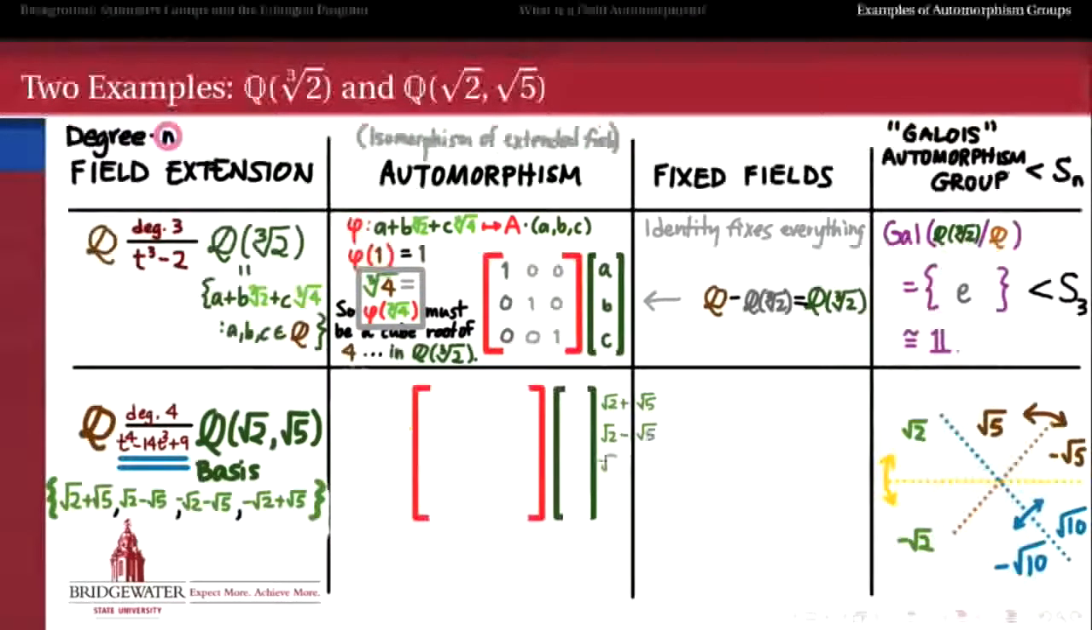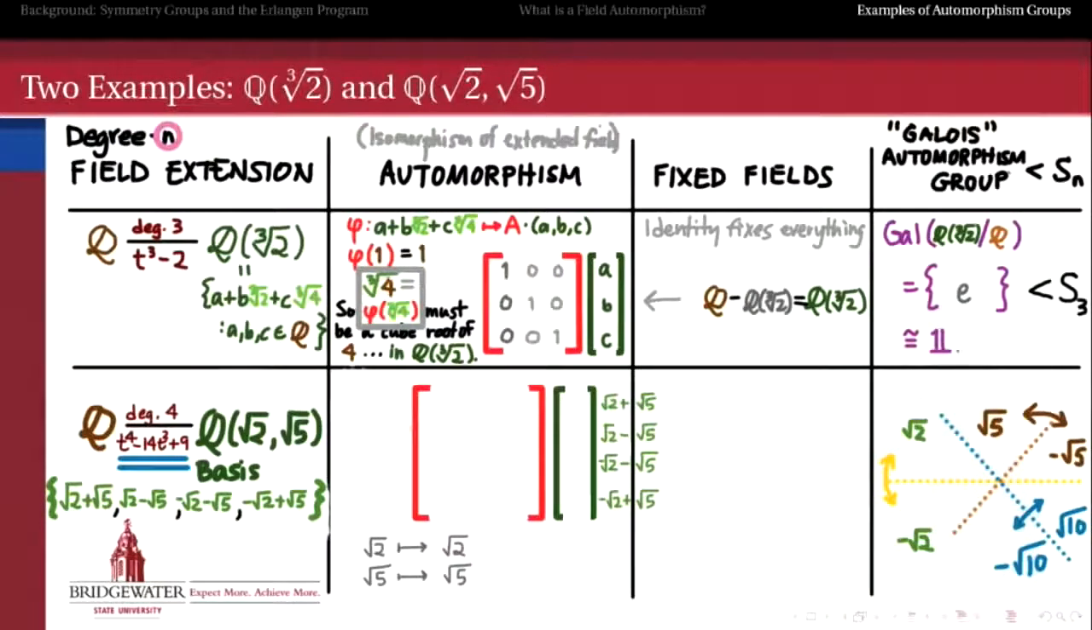And our automorphisms should have the same algebraic properties, the same abstract properties, no matter what basis we choose for the extended field. So now that I have a new basis, my matrix is going to change, because that's how matrices work. They're tied specifically to the basis that you chose. But the properties of those matrices should remain the same, and so the automorphism group that we discover should give us the same information in this basis as it would have in the old basis.